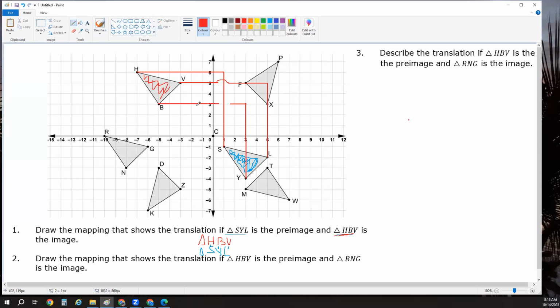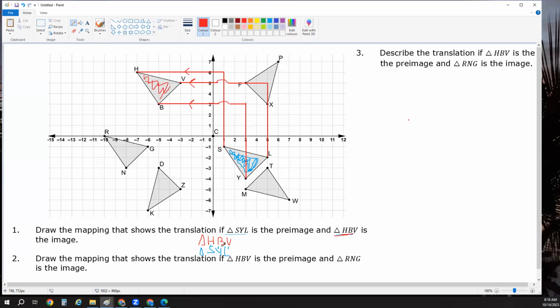B to Y, and there we go. That's how I've mapped this blue triangle onto the red triangle. You can put arrows if you don't have different color codes, just so that it shows I mapped from here to here. Okay, so that's how I did mapping SYL to HBV.